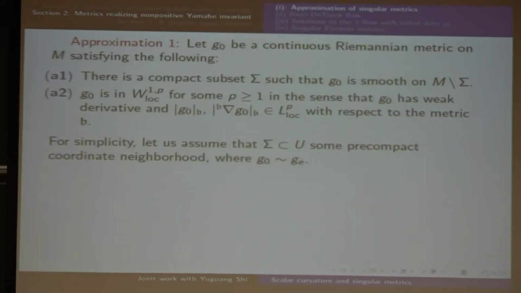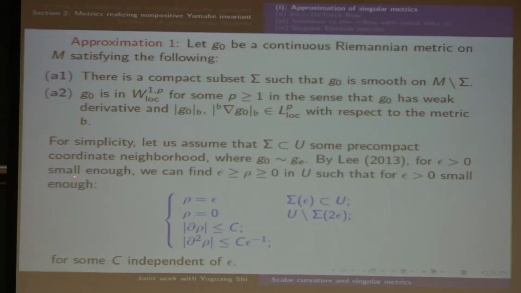Okay. So in order to prove this, the idea is straightforward. You just approximate by a smooth metric. The first approximation is just by some modification. So let us assume G naught is as above. Let us assume sigma, the compact set, is contained in some coordinate neighborhood. And then on this neighborhood, the metric is almost like the Euclidean metric.